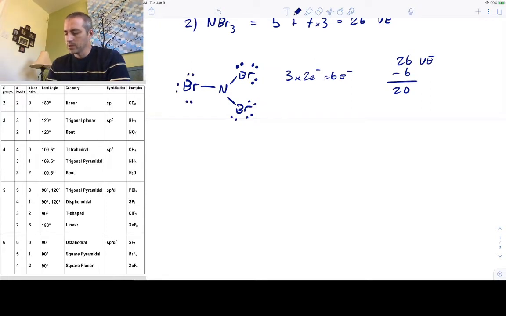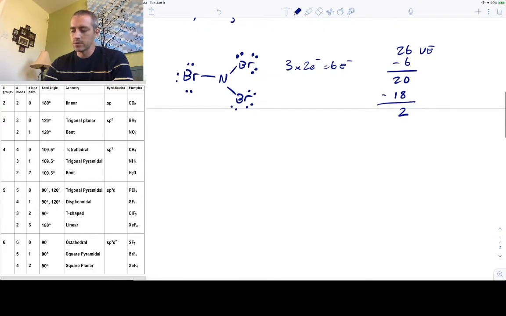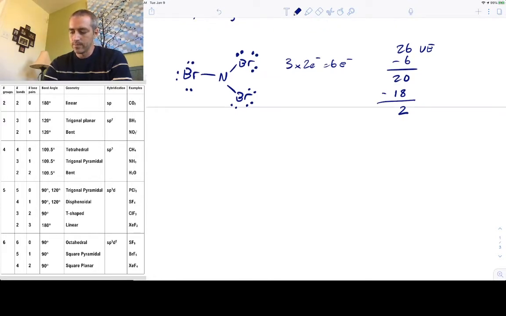And there. So what we've done is we've added 6 to each bromine. There's 3 bromines, so we've just added 18 valence electrons. So we subtract that from our total, and we're left with 2. So we still have 2 valence electrons, and if we have any leftover valence electrons at this step, those leftovers go on the central atom. So let's put those on the nitrogen. That gets rid of our final 2, and now we've spent all of our electrons.